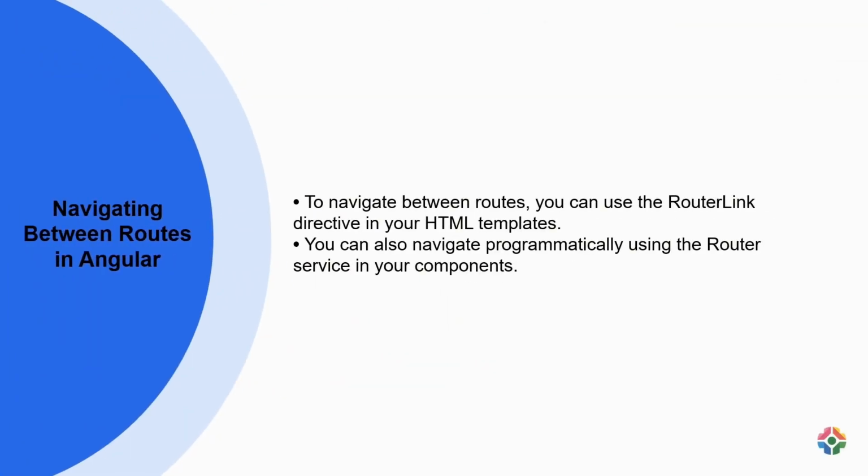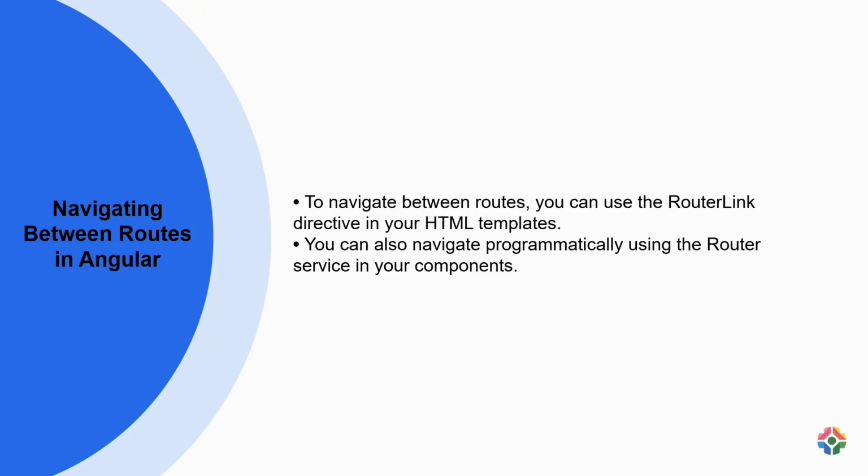When building an Angular application, there are two primary methods for navigating between routes. The first method involves using the routerLink directive directly in your HTML templates. By adding routerLink to elements such as buttons or links, you can specify the target route to navigate to upon interaction. Alternatively, you can achieve route navigation programmatically in your components by utilizing the Router service. This service allows you to navigate between routes dynamically based on specific conditions or events within your application logic.